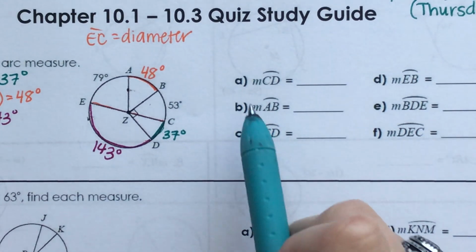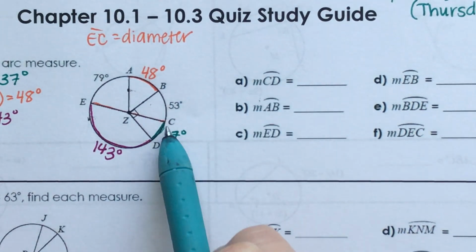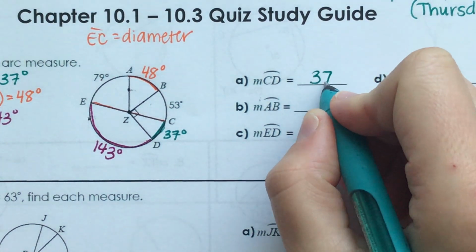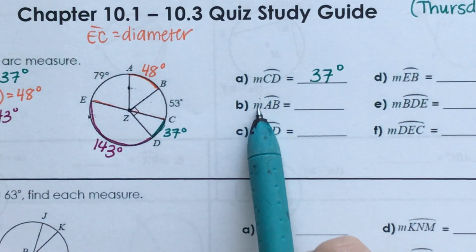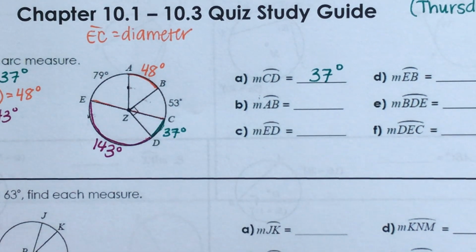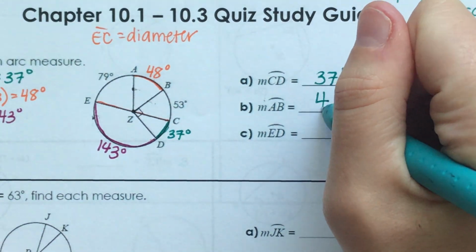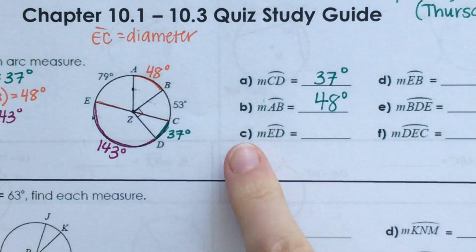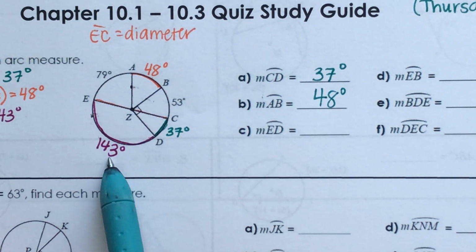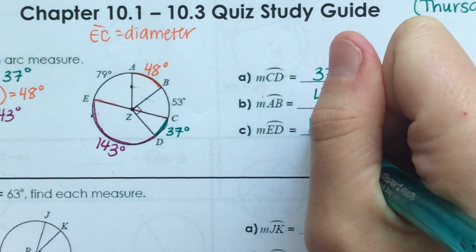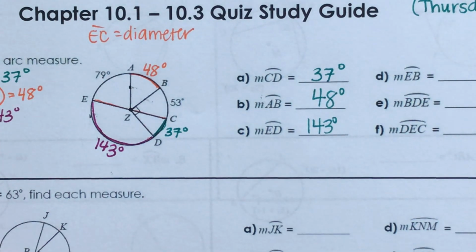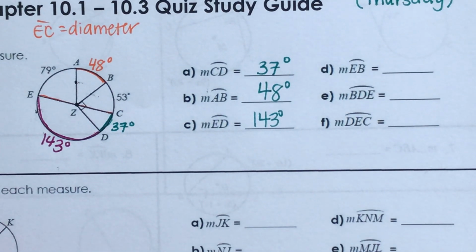The measure of arc CD, oh, I already figured it out. It's 37 degrees. The measure of arc AB, I also figured out it's 48 degrees. The measure of arc ED, E to D, I already figured that out, 143. So see how much easier it is if I do all of the arcs first? It makes everything so much simpler.